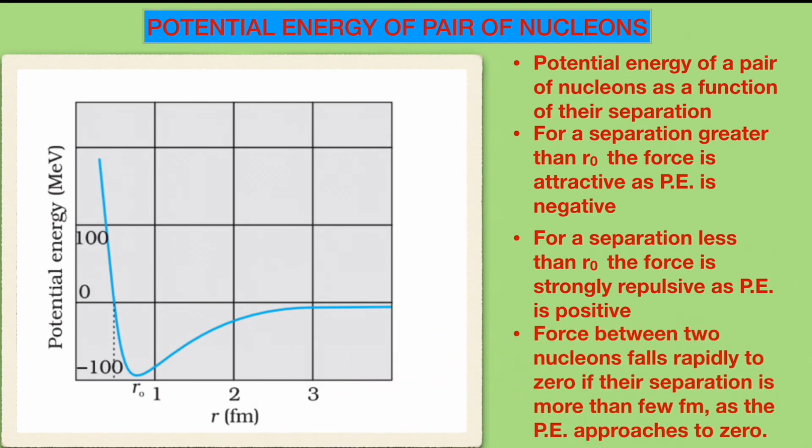Force between two nucleons falls rapidly to 0 if their separation is more than a few femtometer, as the potential energy approaches 0. That I also told you: if the separation is more than 2 femtometer, the potential energy is found to be approaching 0. So these are the main features of this curve, and we will see what conclusions we can draw on the basis of these features about the force between nucleons.